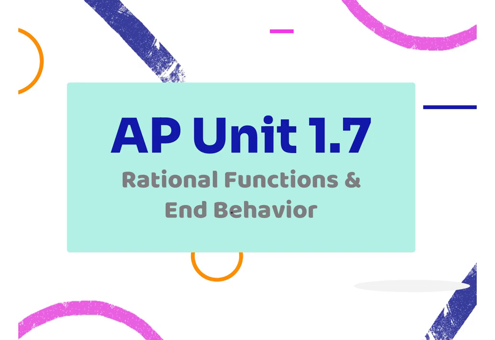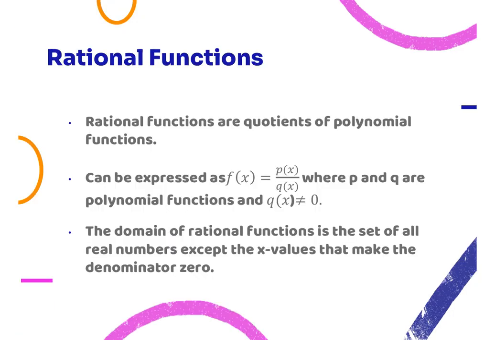Katrina asked first, and then you can go. So we start with, what is a rational function? Rational functions are quotients of polynomial functions. Quotients being there's going to be a fraction here, okay? They can be expressed as f of x equals p of x over q of x, where p and q are polynomial functions, and q of x cannot equal 0.